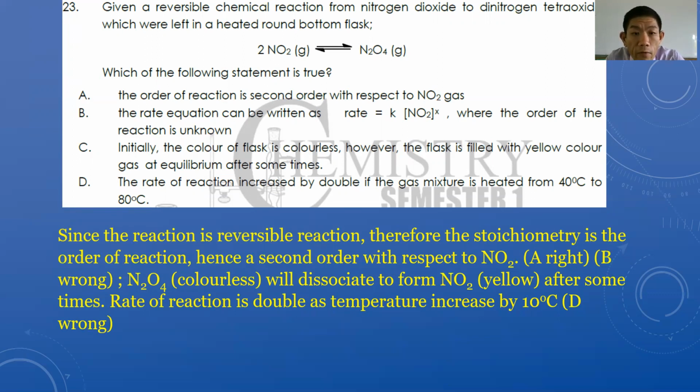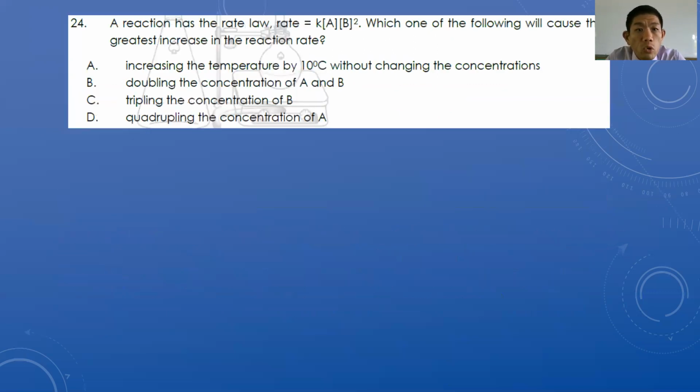And then D, the rate of reaction increased by double if the gas mixture is heated from 40 degrees Celsius to 80, which is wrong. So from 40 to 50, yes, but not from 40 to 80. Okay, so the best answer in here is A. Then we go to 24.